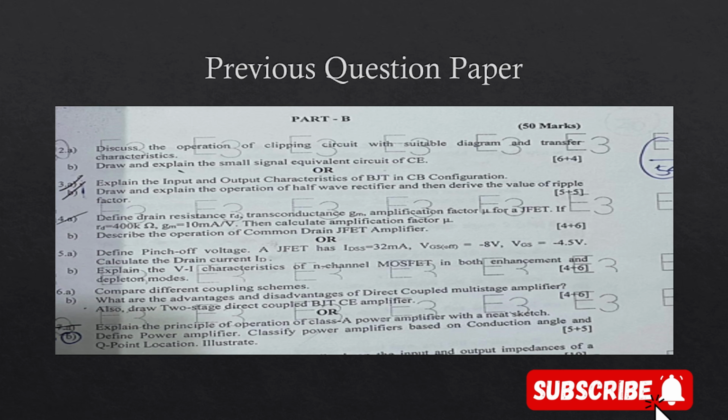Again, a clamping circuit, these are the long questions. Sometimes they may ask like this: 6 plus 4. 6 means the first, 2A, will carry 6 marks. 4 means 2B will carry 4 marks. Here 5 by 5, that means 3A and 3B are of the same marks. So like this your question paper will be scheduled.